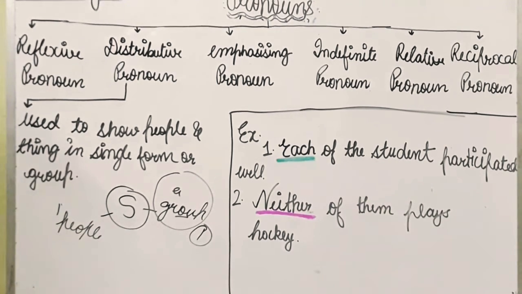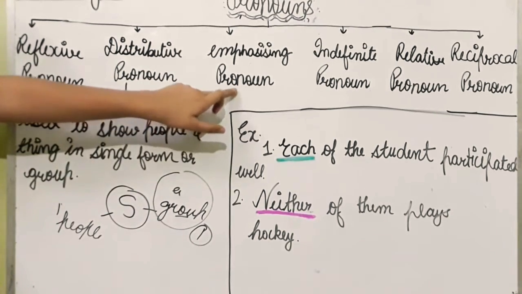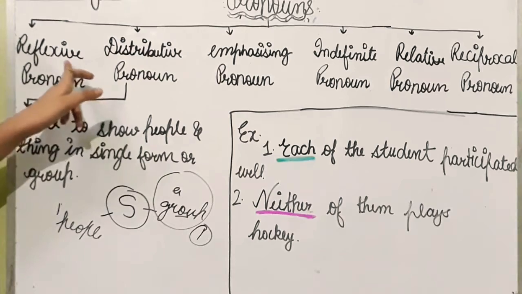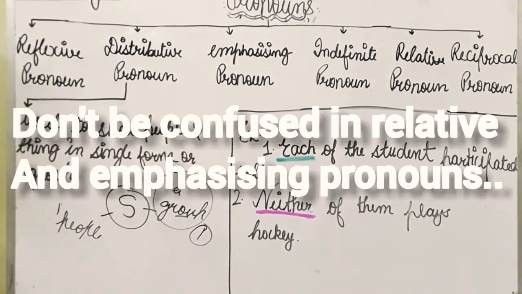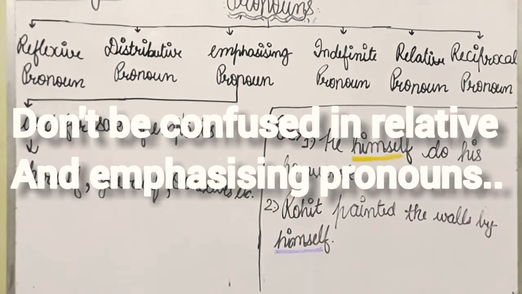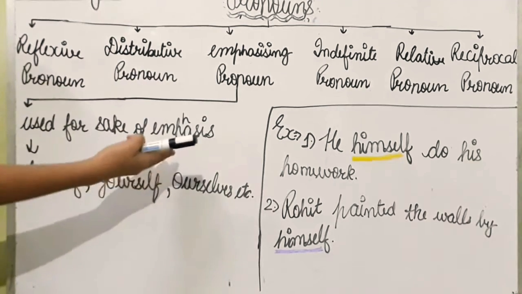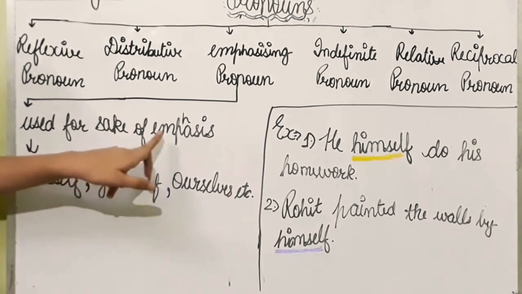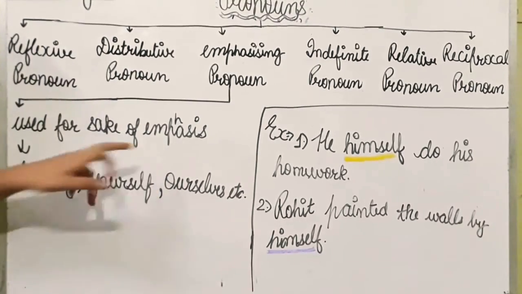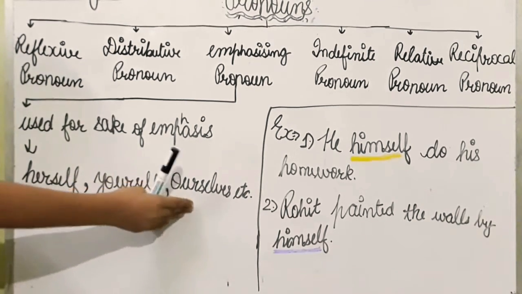And now the next one is emphasizing pronouns, and these pronouns are very related to reflexive pronouns. So now emphasizing pronouns are the pronouns that are used for the sake of emphasis. Means that are used for making the interest of only one important person. And some of the examples of emphasizing pronouns are herself, yourself, ourselves.